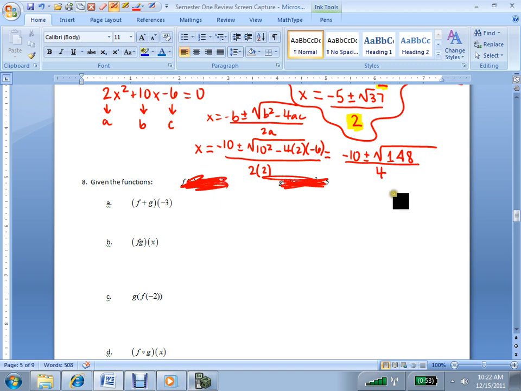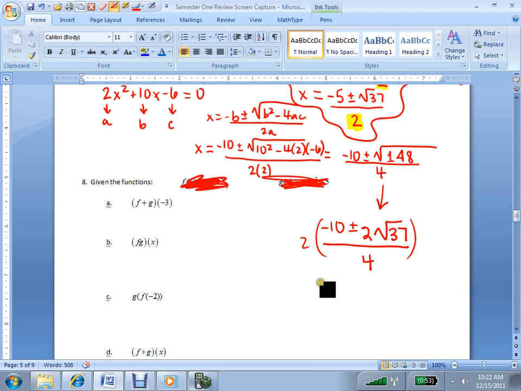Okay, so then you're going to do negative 10 plus or minus the square root of 148, and if you simplify that, you'll get 2 times square root of 37 all over 4. So if you look at this, you can simplify this even more. We can put a 2 into everything, so let's take out a 2.